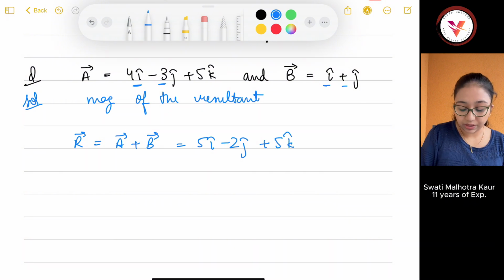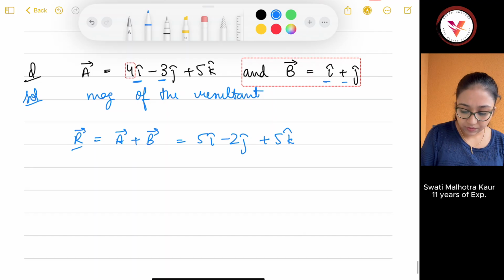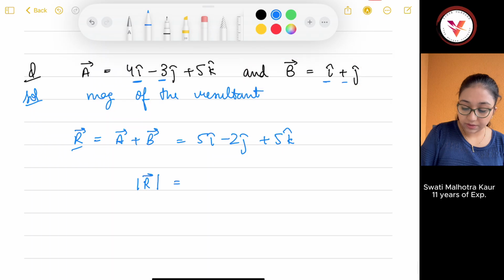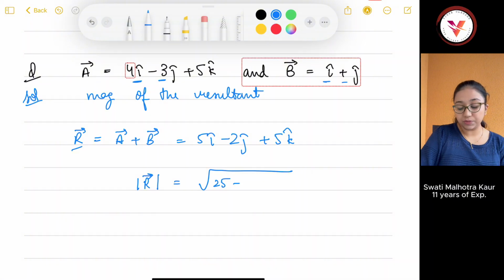And then you can get the magnitude, or if they ask for unit vector, then you can get the unit vector of this R vector. So if they ask for magnitude, it's simply what? It is simply 5 square, 25, plus minus 2 square, that is plus 4, plus 25, which is 54.